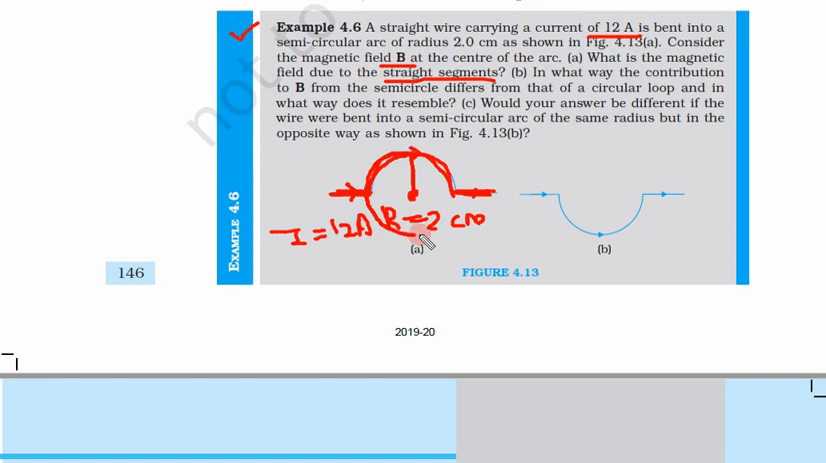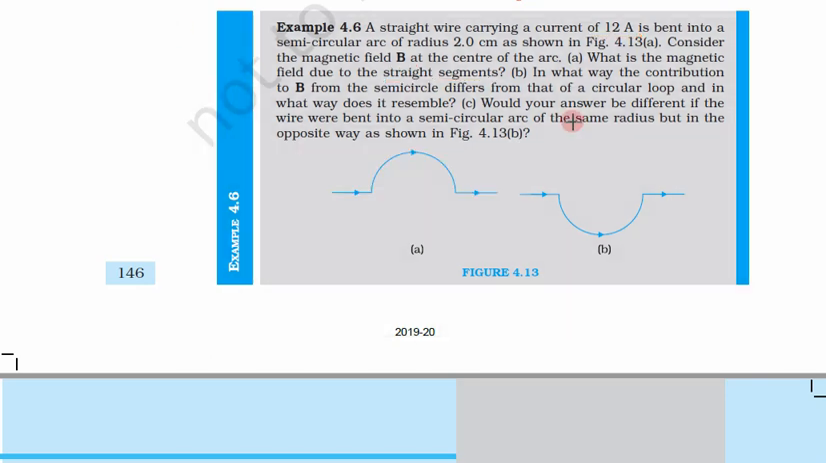Previously we have solved for a circular loop. So there is some similarity between this half loop and the full loop, and how are they similar or how do they differ? In the third part, would your answer be different if the wire were bent in a semicircular arc of the same radius? So the radius R is the same, 2.0 centimeter, but in the opposite way. In the first way, the arc is going like this. In the second way, the arc is going like this. So what would change in this case?